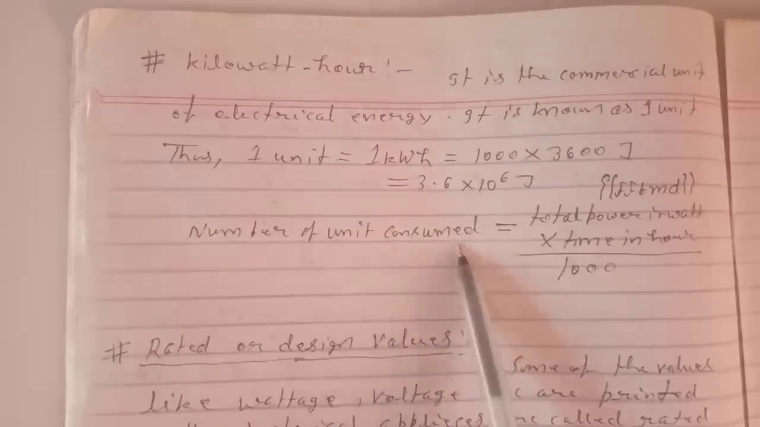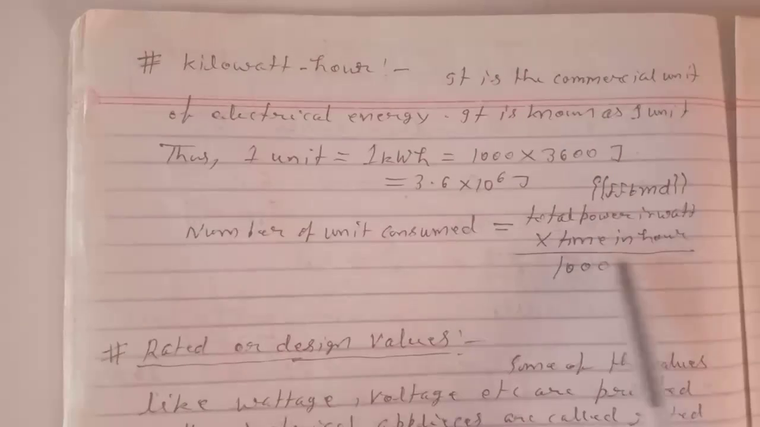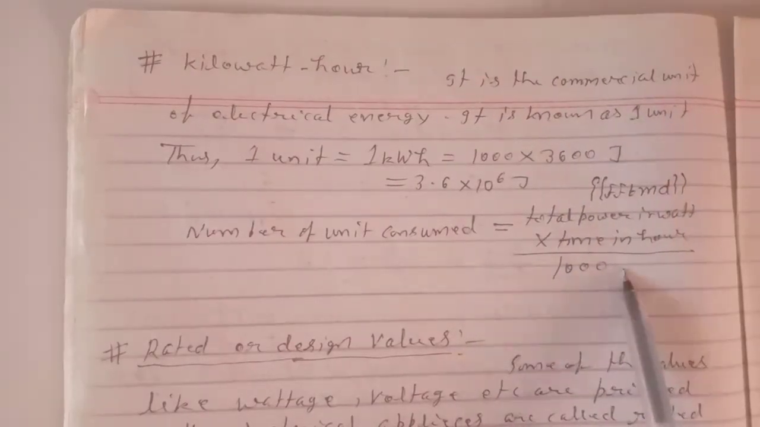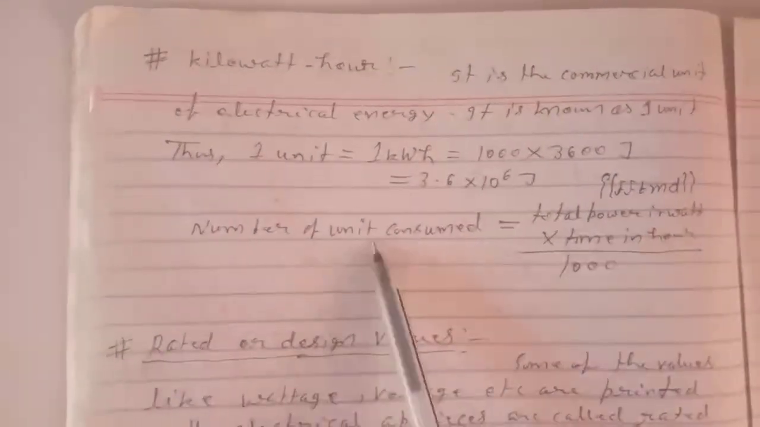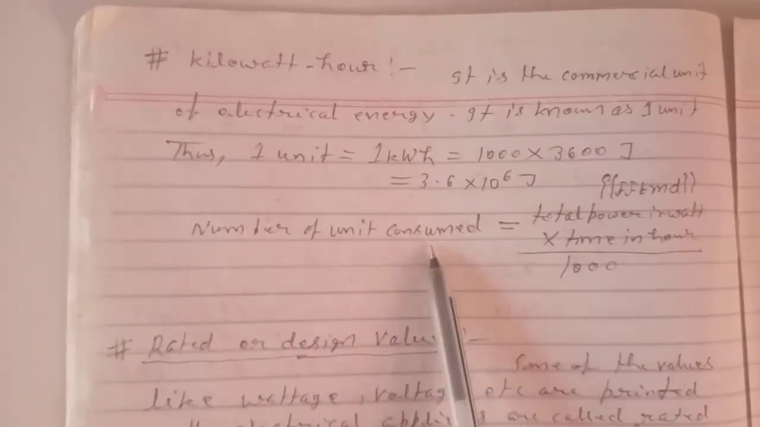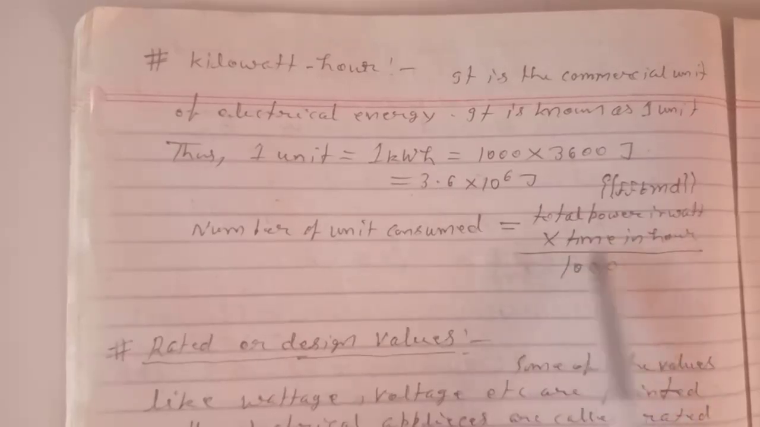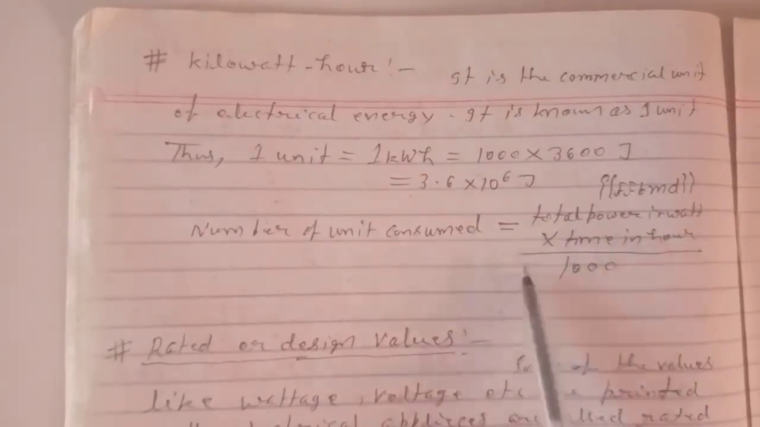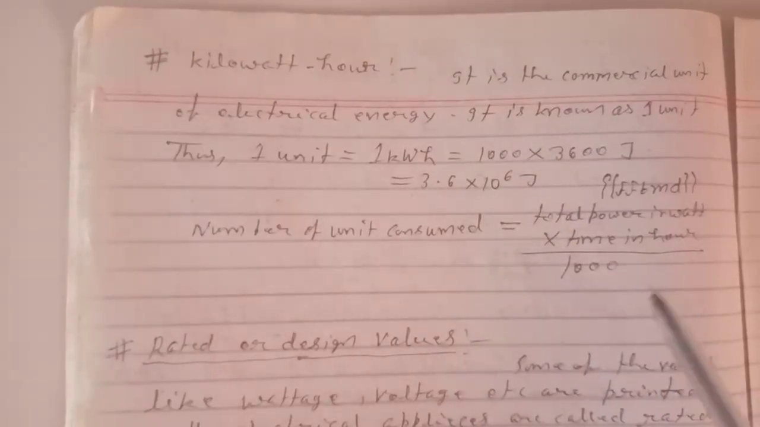So the number of units consumed will be total power in watt into time in hour divided by 1000. You should remember this formula. The number of units consumed will be total power in watt into time in hour, divided by 1000. So this will give the number of units consumed.